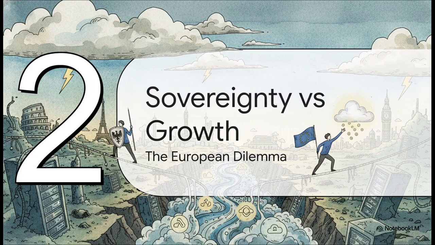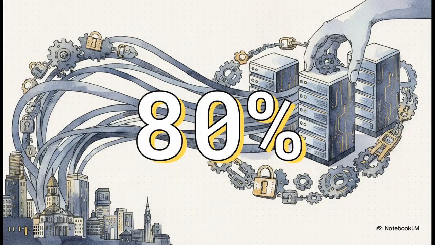That brings us to Section 2, sovereignty versus economic competitiveness. Let's zoom out to the macro level and examine the tightrope that's become known as the European dilemma. 80%. Wrap your head around that for a second. Roughly 80% of European corporate cloud spending flows directly to US hyperscalers. That single number quantifies a truly staggering unilateral dependency. When you are leaning that heavily on foreign tech, you're essentially outsourcing a massive chunk of your operational control.